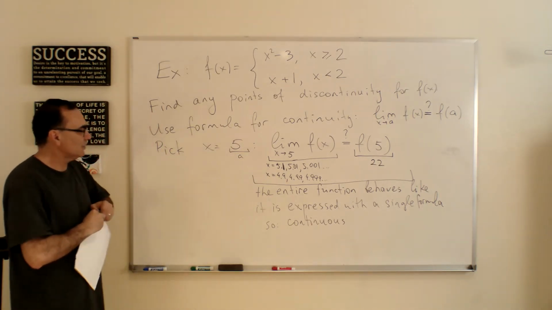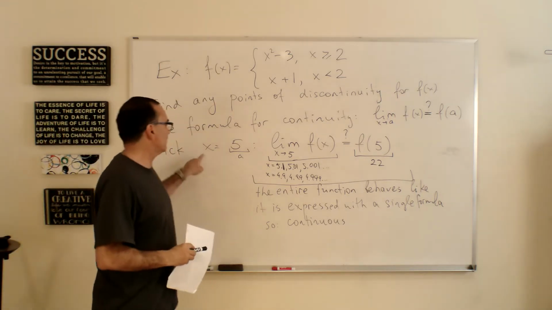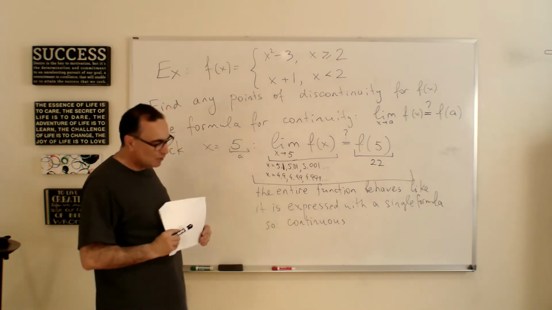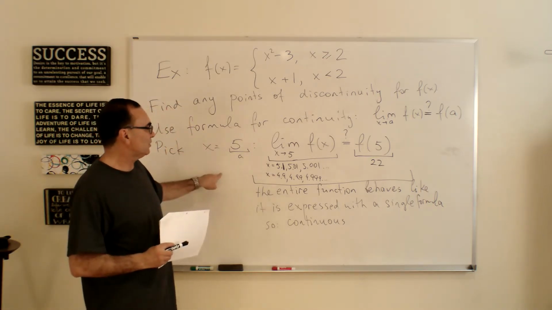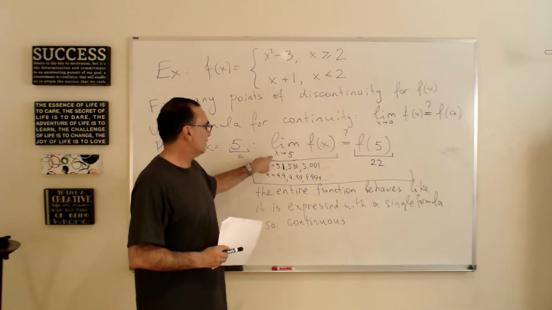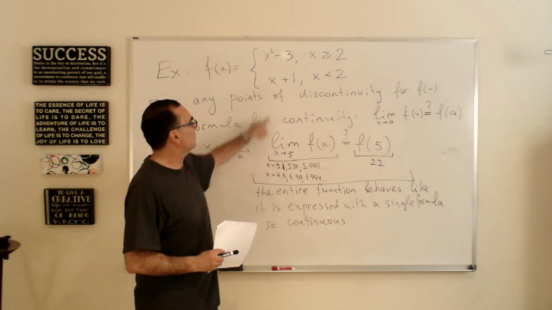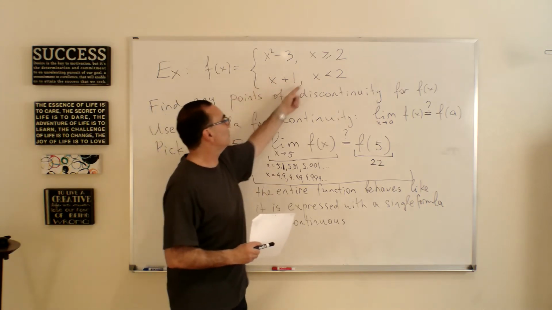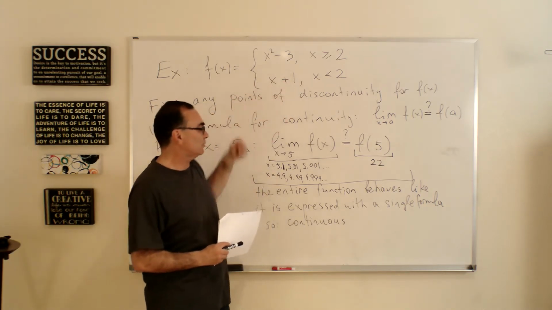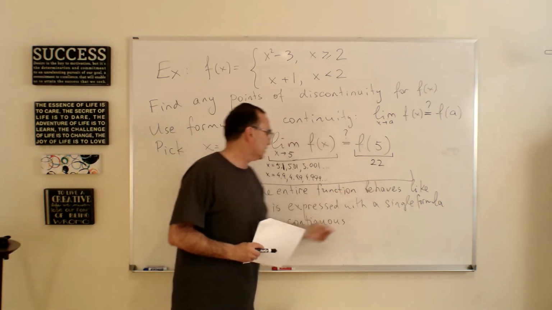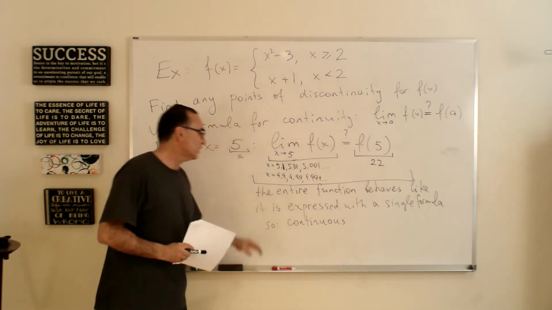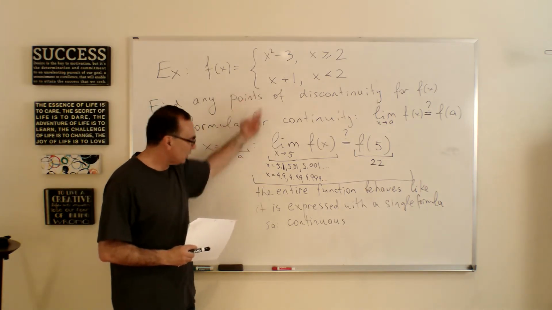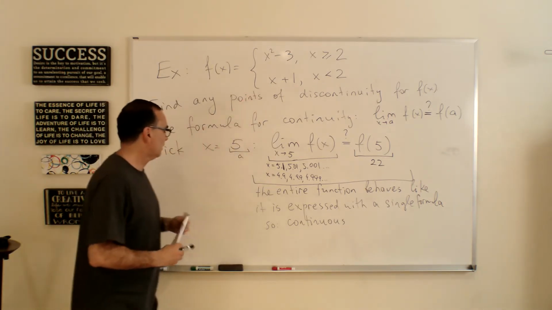Now the same exact reasoning can be applied to any other x value, like x equals 10, it will be the same, or maybe x equals 0. For x equals 0 though, it will be slightly different. For x equals 0, all the values that we deal with are smaller than 2, and so we'll be using the other formula. But still, we will be using a single formula. It will be the other formula, but it will be a single formula for all the calculations. And so this reasoning still works. The entire function behaves like it is expressed with a single formula, and therefore it is continuous.